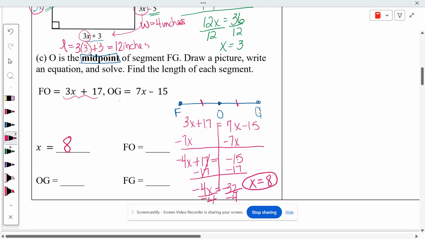Well, what is the measure of FO? Well, 3 times 8 is 24, plus 17 is 41. What is the measure of OG? Well, 7 times 8 is 56, minus 15 is 41. What about the measure of FG? If I take 41, that's segment FO, plus 41, I get the measure of the whole segment. 41 plus 41 is 82.